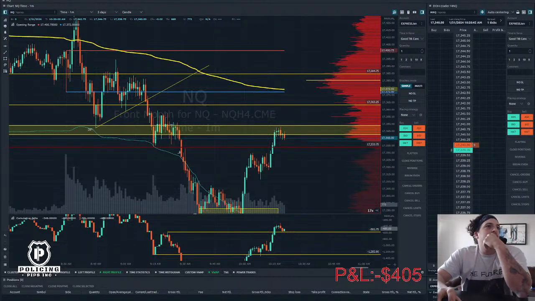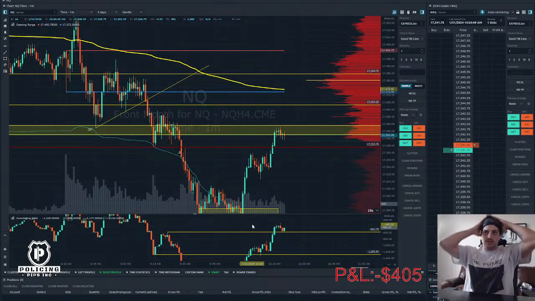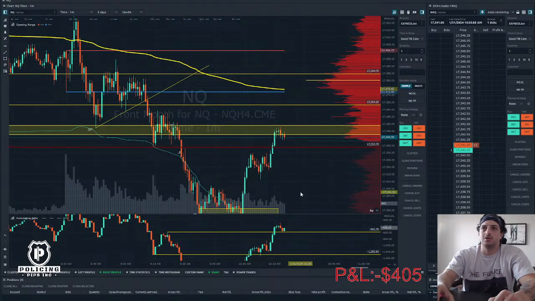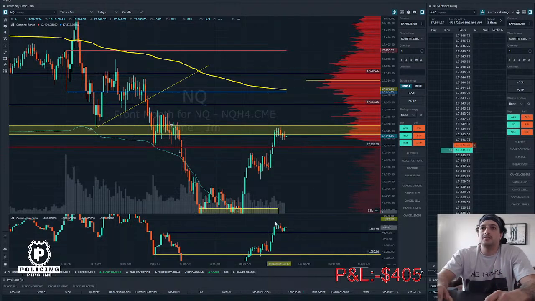MNQ is at 61% long. S&Ps are at 67% long. Getting a little bit more long biased. This delta is pushing up, but the price is not pushing up. So if one of these breaks first, be aware of that.